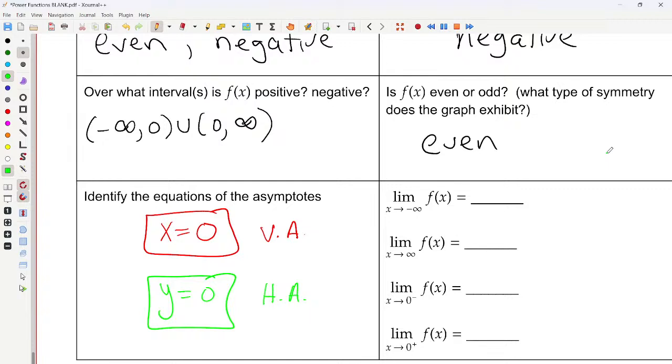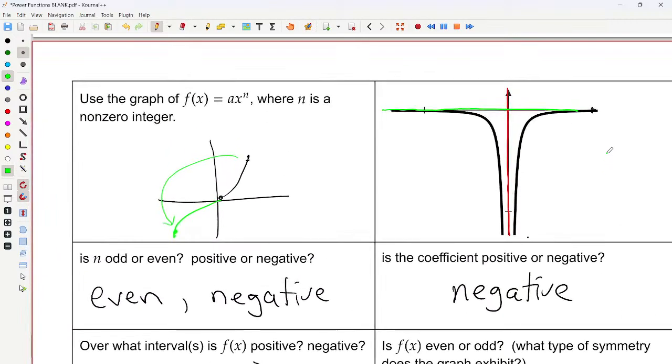What's the limit as x approaches negative infinity? What is the left end of this graph doing? What is the right end doing? What is the limit as x approaches 0 from the left? What is the limit as the x values approach 0 from the right? Negative infinity.